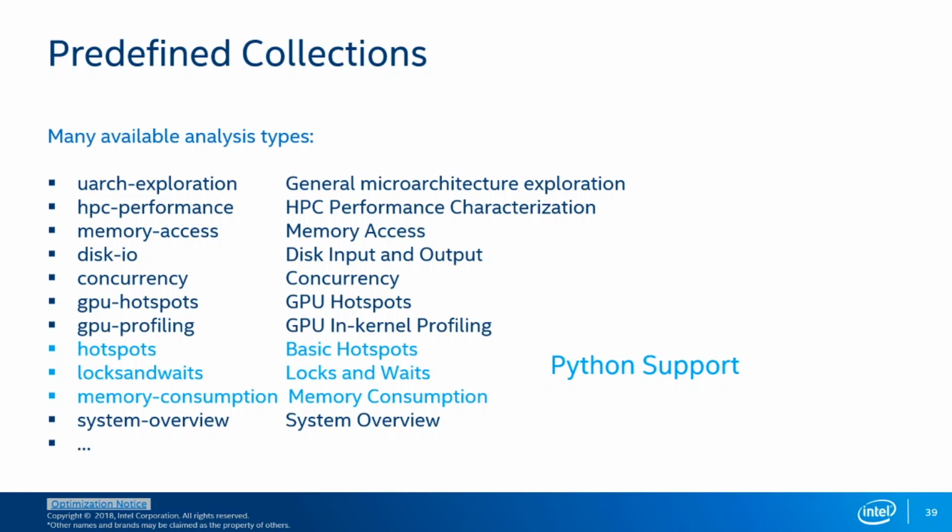We have the HPC performance view, which is more suitable for analyzing potential issues with threading. We have memory access, I/O, concurrency. We also have GPU support, and you'll see these three collections in a lighter blue. For those, we have Python support, and I will be talking about Python in the second half of this presentation.